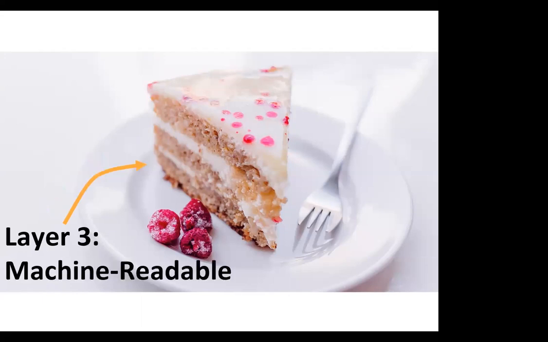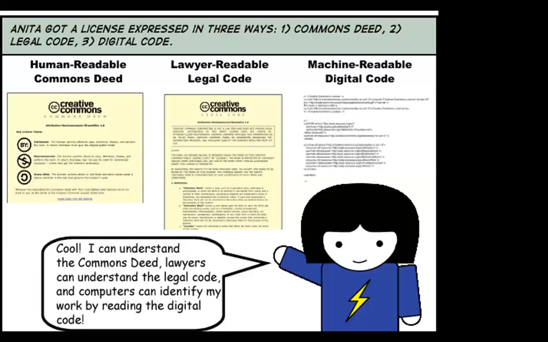And then another layer, which is very important for us when we talk about digital works, is the fact that those licenses are machine readable, which means that they are also a piece of code that computers, systems, search engines, machines understand, and they are able to read that machine readable code. So it's a human readable, simple legal code and actual digital code: human readable commons deeds, lawyer readable legal code, and then machine readable digital code.